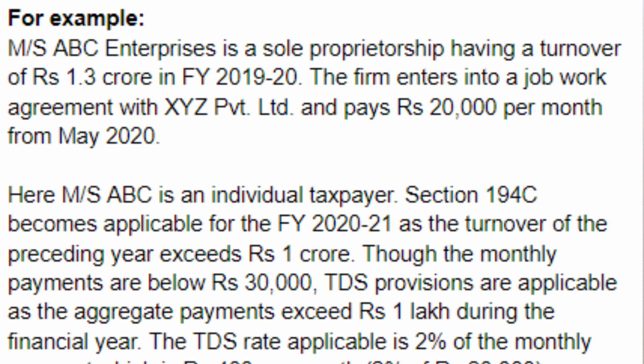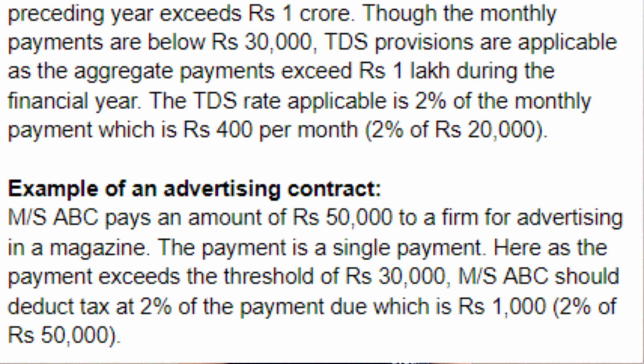The TDS rate applicable will be 2% on the monthly payment, 2% because the person receiving the payment is a private limited company, and the monthly TDS would work out to Rs 400 per month, which is 2% of Rs 20,000.